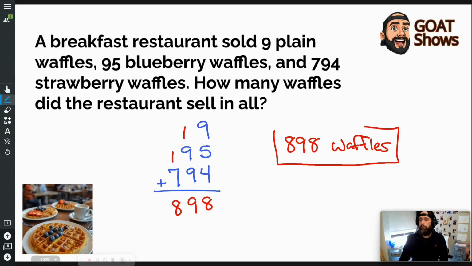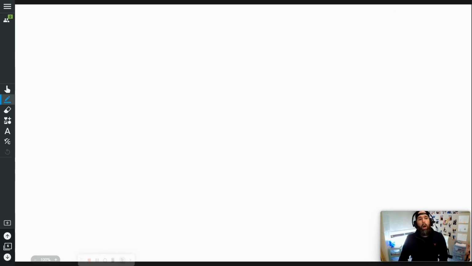Waffles. Donkey. Shrek. He liked them. The donkey liked them in Shrek. Remember that movie? It's a good one.